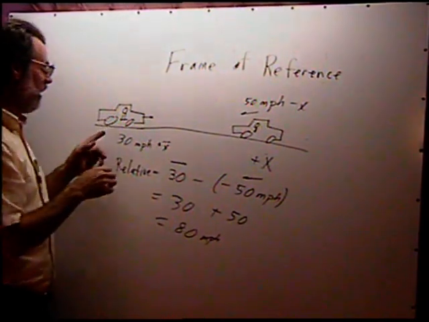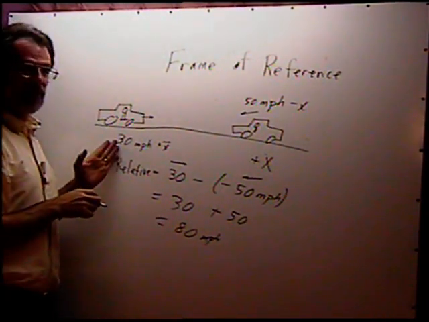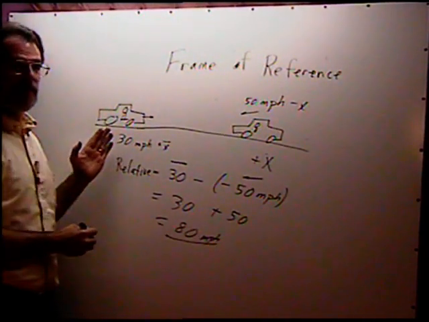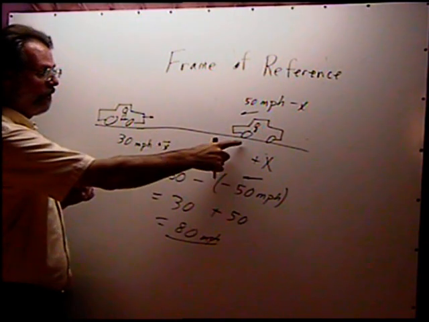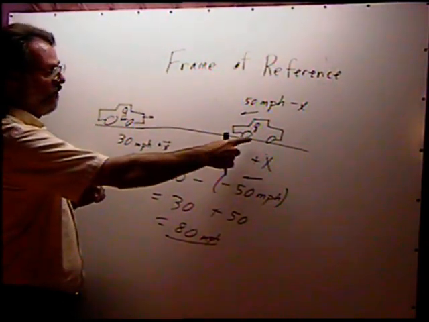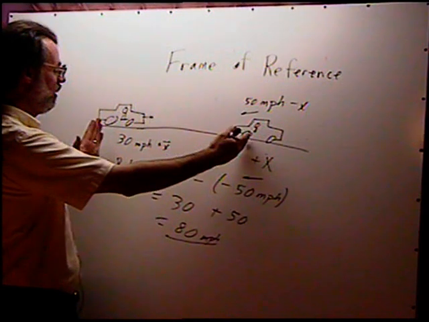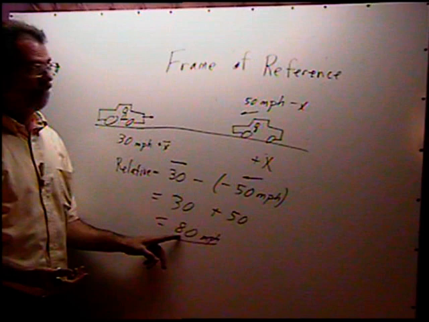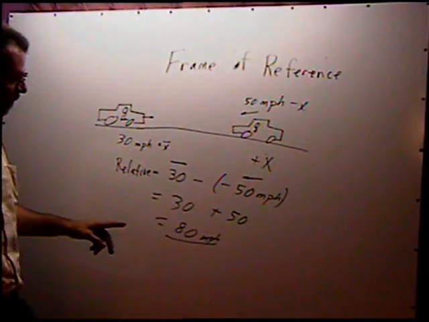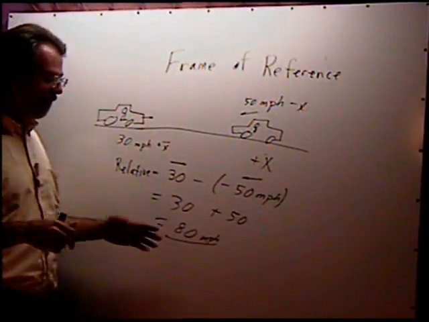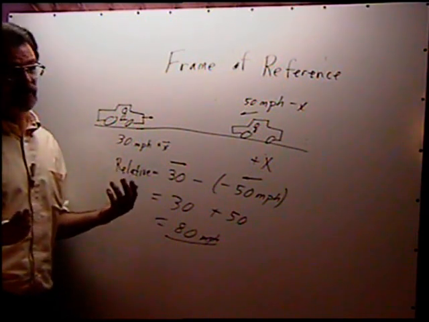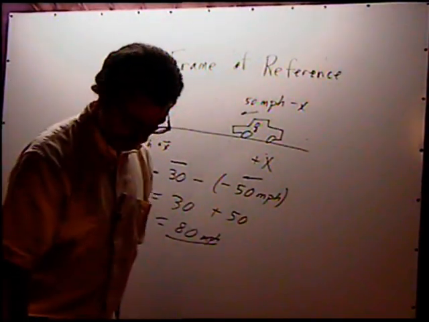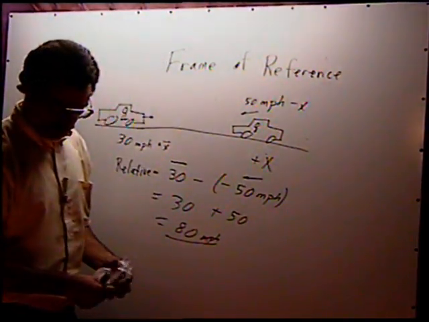Even though I'm traveling at 30 miles per hour, I see you approaching me at 80 miles per hour. From your point of view, you're going 50 miles per hour, but you see me approaching you also at 80 miles per hour. So we each see each other approaching with the same velocity from opposite directions, obviously.